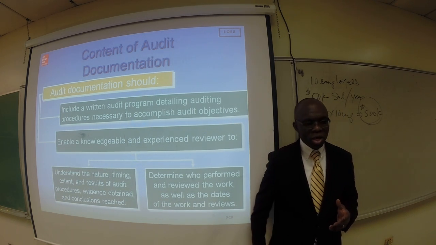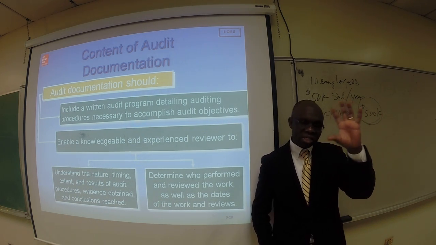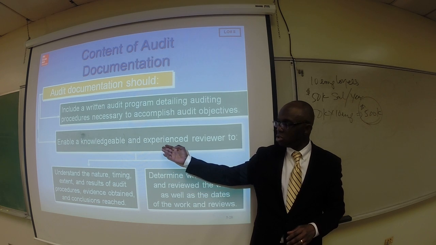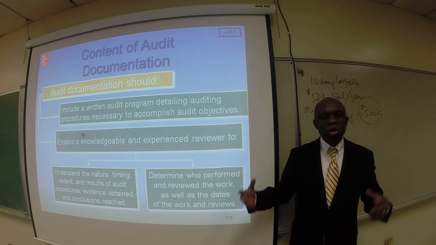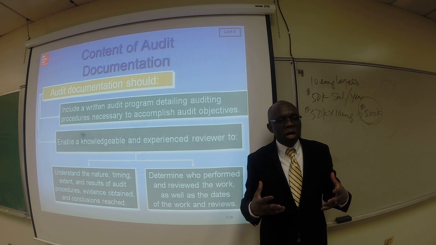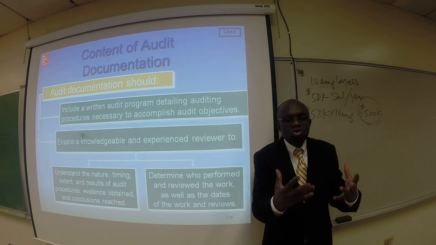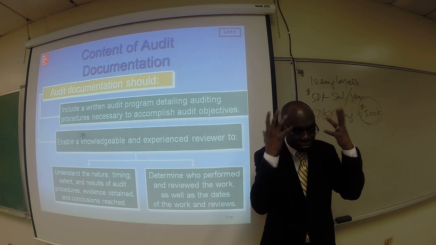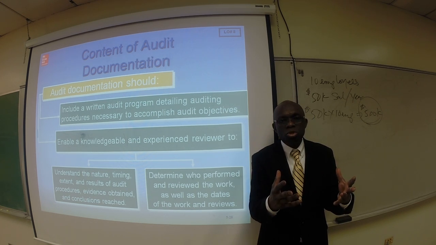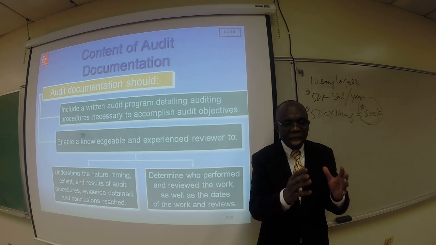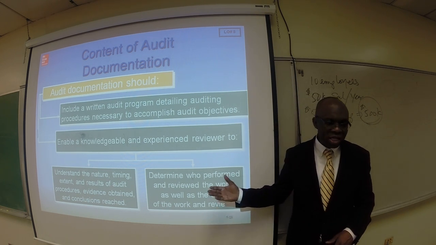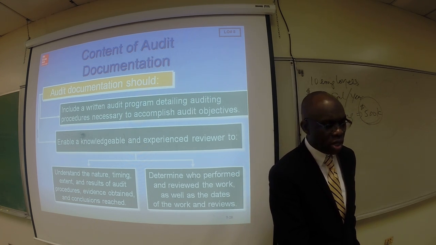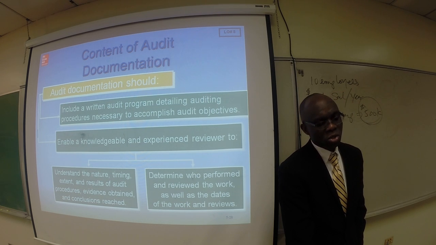Moving along, let's take a look at additional issues. The audit documentation should include a written audit program. We talk about audit program, right? A set of audit procedures used to test assertions of a particular issue. Also enable a knowledgeable and experienced reviewer. So when an experienced reviewer or another auditor looks at your working papers, you really don't have to be there for that auditor or that knowledgeable person to actually take a look at what you did and make sense out of it, because every work paper has a story to tell. Okay, so understand the nature, timing, extent, and result of audit procedures, and the working paper should be able to help them determine who did the work, who did what, and when, so on and so forth.